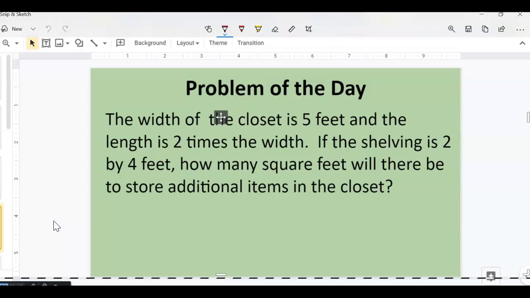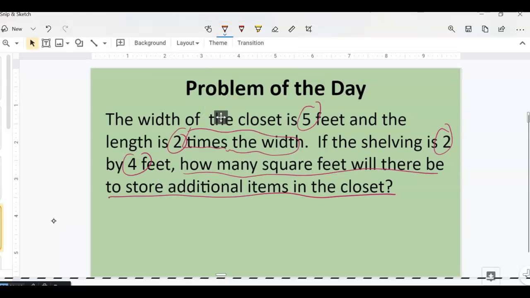So when we go through, we do cubes, the important numbers. We got 5 feet, you got 2 feet. Oh, you got some key terms here. This is 2 times the width. You got 2 feet by 4 feet. And your question, how many square feet would there be to store additional items? And again, that's the same as saying what is left over. So what is available after, other than the shelf itself. So we need to build. Okay, so we can draw this.